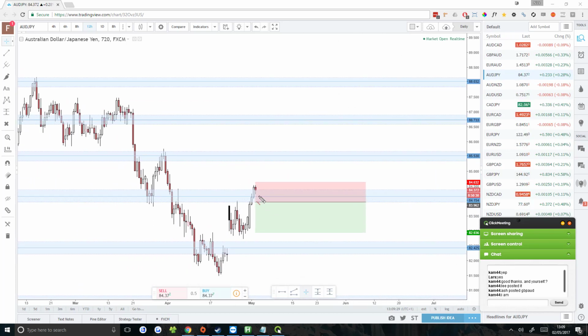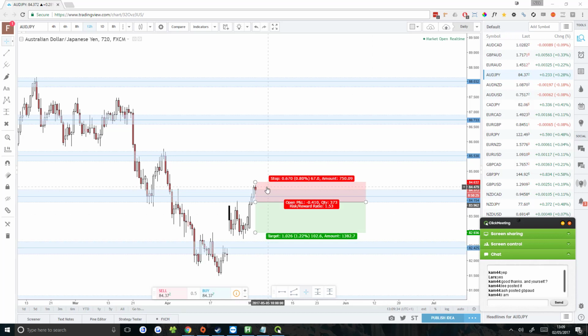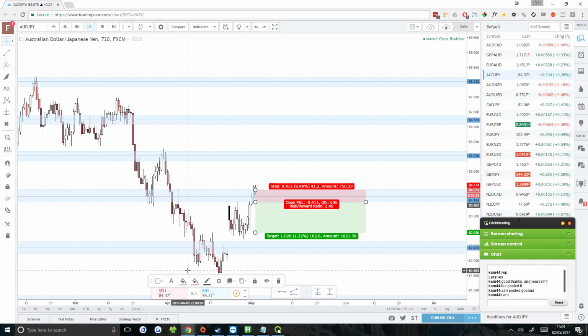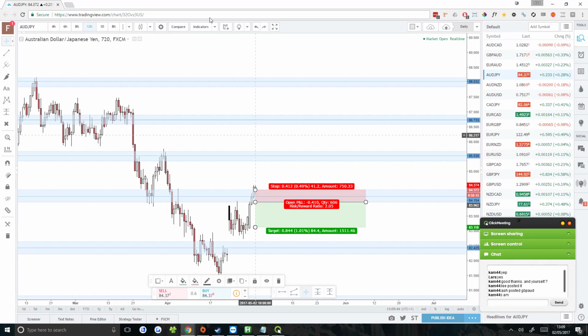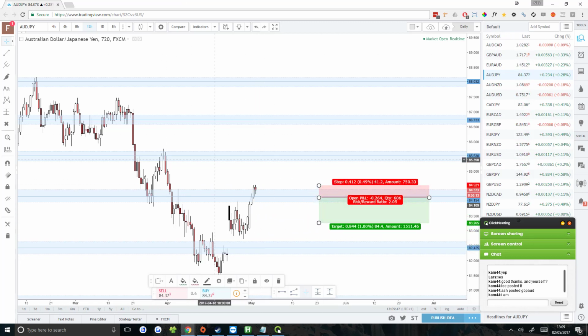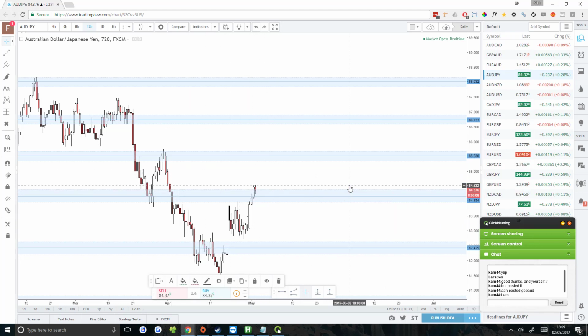If this indecision candle formed lower down here, our entry would be roughly the same, but the stop loss would be smaller, and we'd have a much better chance of hitting a target of 1.5R or maybe even 2R. So this candle being pretty high in the resistance area has me a little concerned. That being said, it's still a valid setup. It still looks pretty decent.